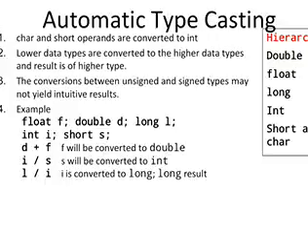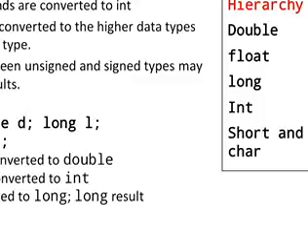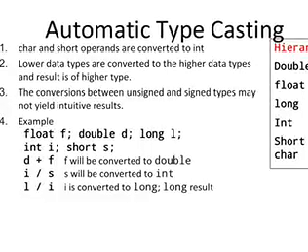Automatic typecasting, this is the hierarchy, order of priority: double, float, long, int, short and characters. So this is a sequence. Character and short operands are converted into integer. Lower data types are converted into the higher data types, and the result is the higher type. The conversions between unsigned and signed types may not yield intuitive results.